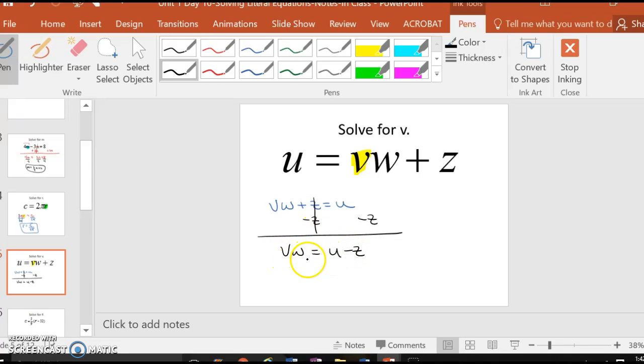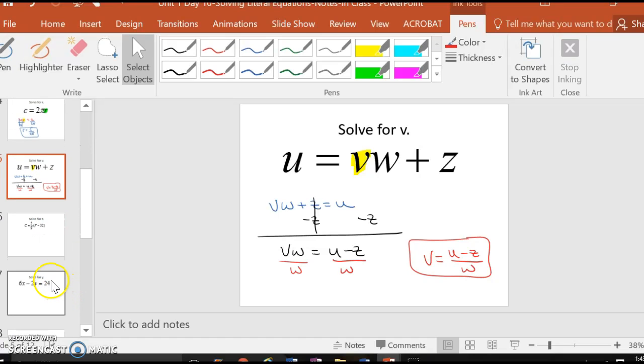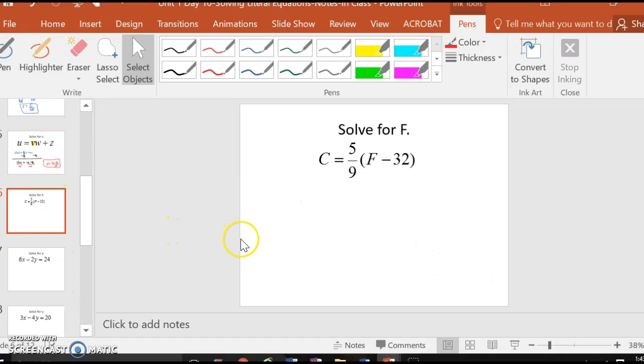Now v and w are linked by multiplication. How do I undo multiplication? With division. For this one, I'll just divide everything by w, and v is equal to u minus z all over w. And I am done. Okay, so again, these are a little different than what we're used to, but all you are doing is undoing operations that we're aware of already.